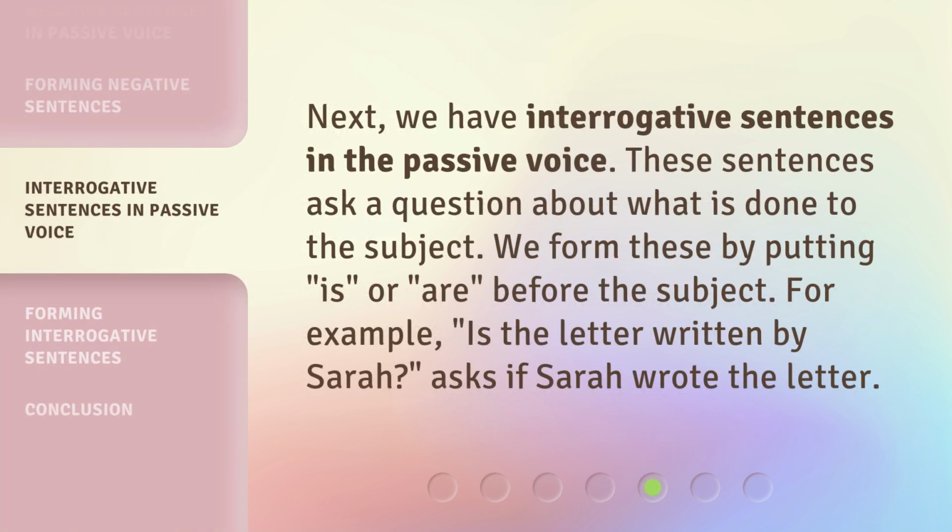Next, we have interrogative sentences in the passive voice. These sentences ask a question about what is done to the subject. We form these by putting is or are before the subject. For example, is the letter written by Sarah? Asks if Sarah wrote the letter.